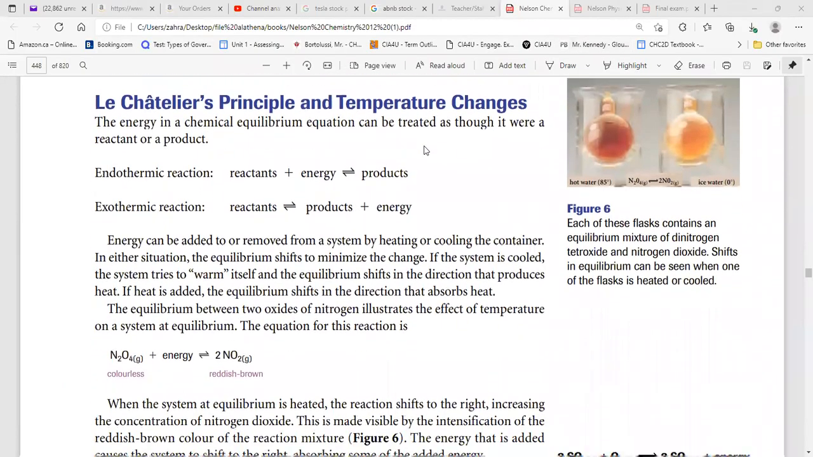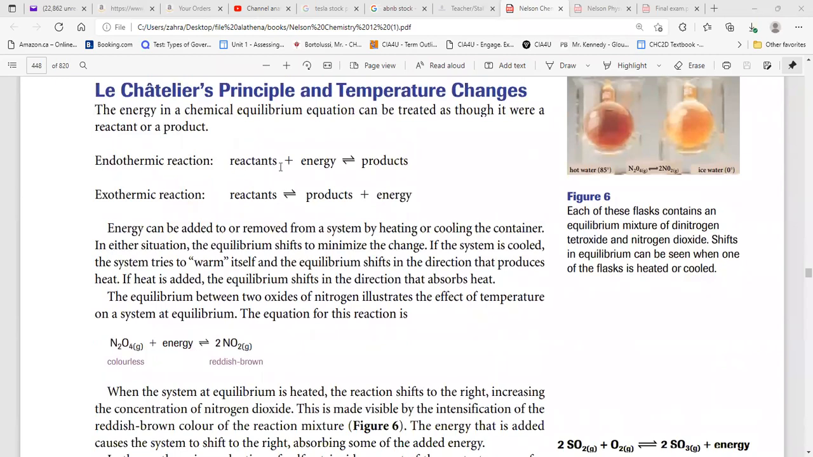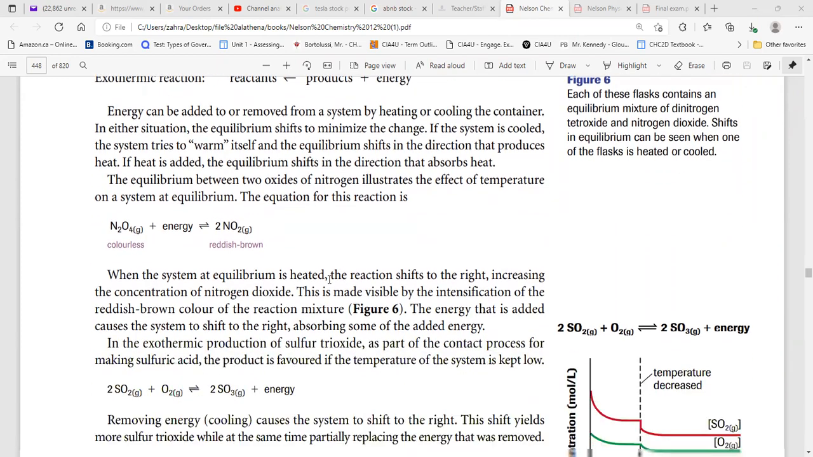Now let's see what happens if we change the temperature. To do that, we need to know if the reaction is endothermic, it means the energy is on the left side. And if it's exothermic, the energy on the right side is being produced, or it's consuming energy here. Okay, look at this.